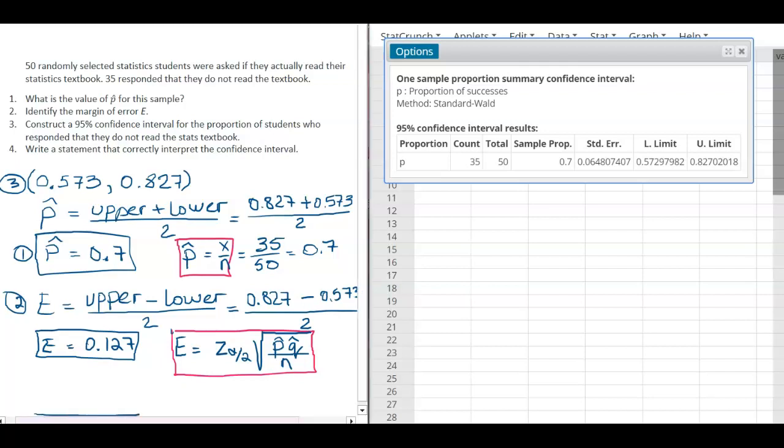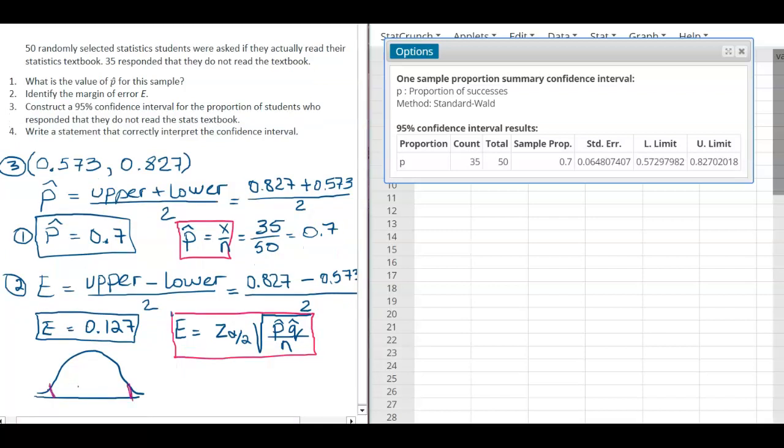Let me draw a diagram just to help us see what we're looking for. The confidence interval is 95%, so the confidence level is 0.95, which leaves on each end (1 minus 0.95) divided by 2, because we have 2 ends, 0.05 divided by 2, 0.025. So we are looking for the critical value z of alpha over 2 that separates the 0.025 on the right from the rest of the area.